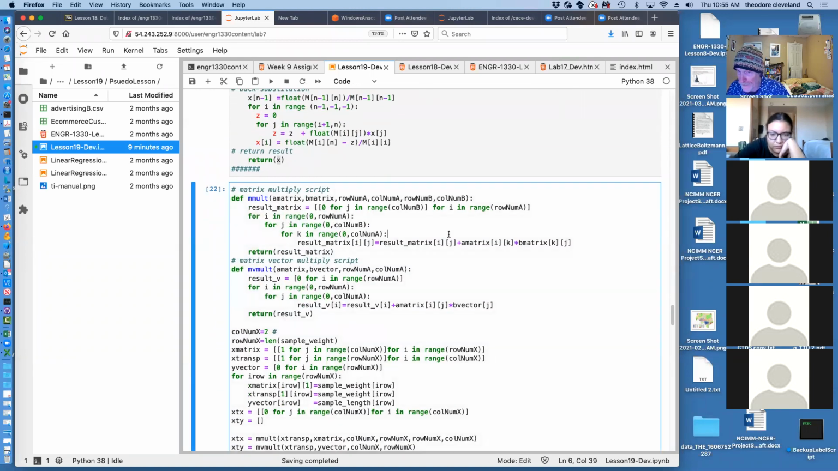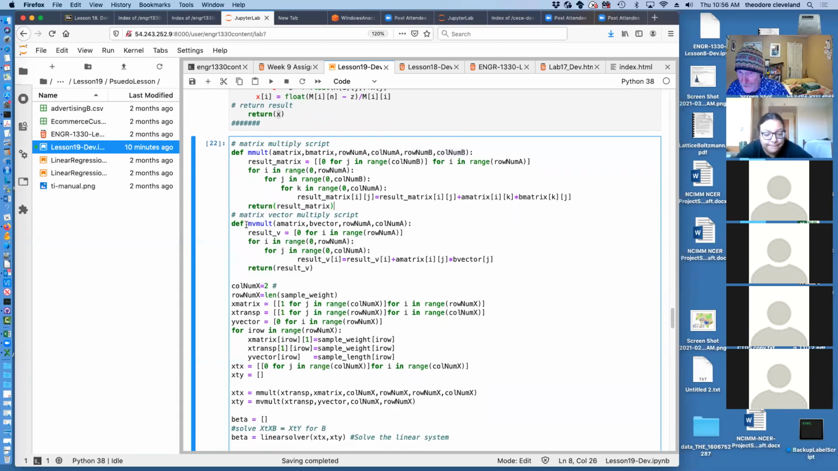We're going to need the ability to multiply matrices, and so we have a function called matrix multiply. It takes one matrix named A matrix, another matrix named B matrix. We have to tell it how many rows are in A, how many columns are in A, how many rows are in B, how many columns are in B, and it returns a matrix called the result matrix, which is the product of A and B.